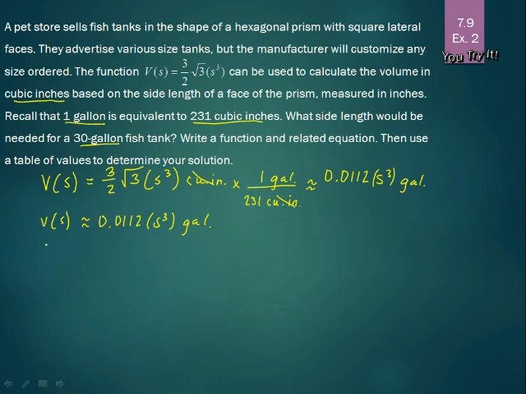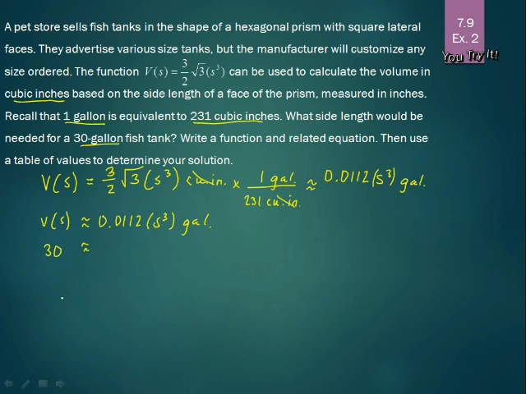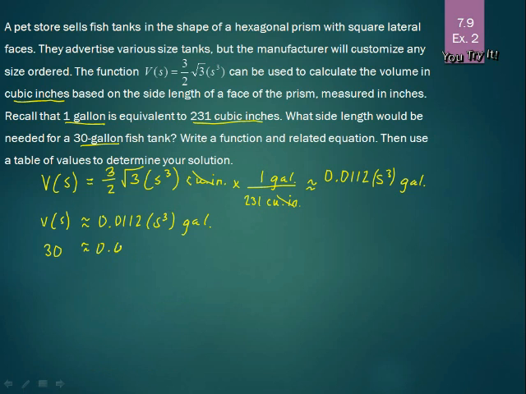And so then our related equation would just be substituting in 30, since that's the volume of our new fish tank here, and we want to know s, that side length. So we would just substitute in 30 for V(s), and then the rest of the function would be the same.